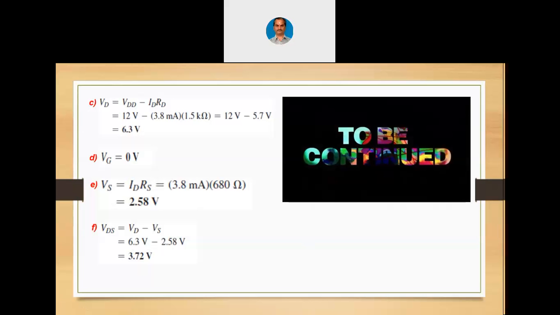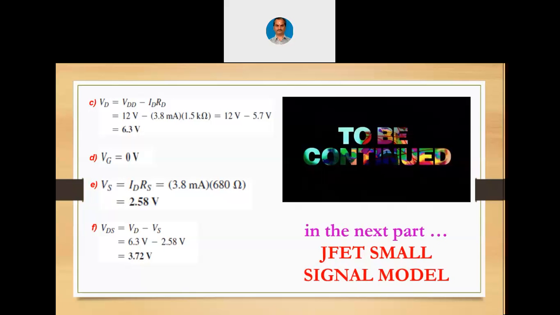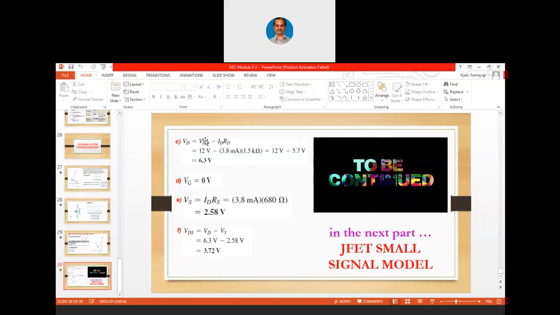Now this is the end of the DC analysis of JFET, and this is going to be continued now. In the next part, we will discuss the JFET's small signal model. Just like with the BJT, what we did was initially we had some biasing circuits of BJT and then we performed the DC analysis for those circuits. Gradually we moved on to the AC analysis using the small signal model. In the same way, now I will go to the next slide, the next set of PPTs, where we will be discussing the small signal model.